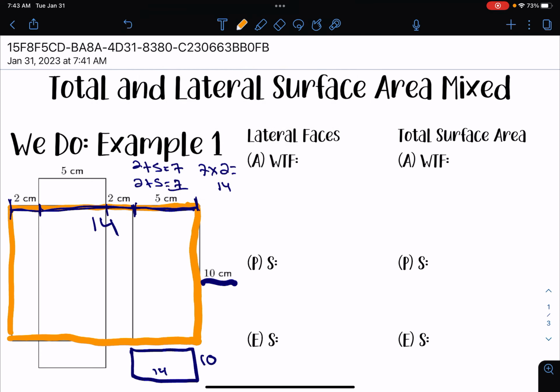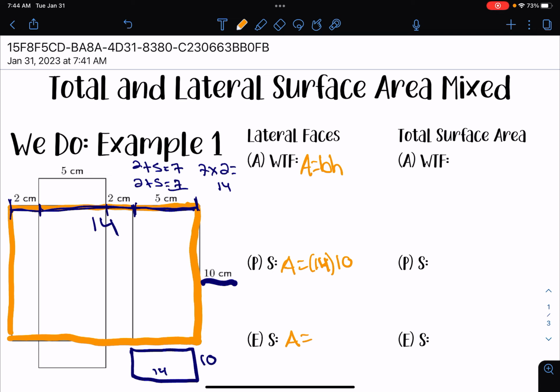So what formula is that? That is correct. If you said A equals base times height, yes. Now we're going to substitute our values. What's our base? 14, and your height is 10. Remember that when you have a formula and you're substituting your numbers, that means you're multiplying. You're doing 14 times 10. What does that equal? I'm not going to multiply that for you. You should be able to multiply that.